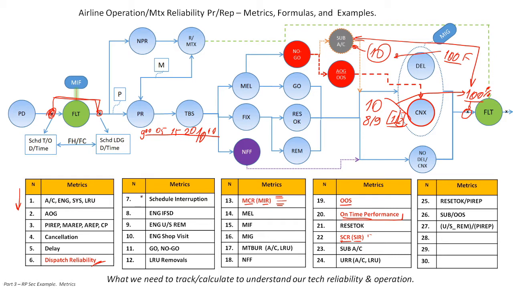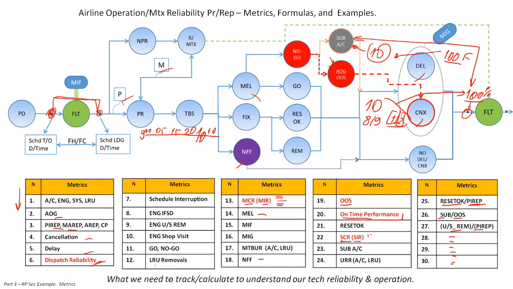Anyway, what else do we have here? As I said, all metrics are in alphabetical order. AOG, PIREPs, MIREPs, AOG is okay. Cancellation, delay, MEL, NFF. By the way, I have here some interesting rates. Reset OK per PIREPs means how many times we solve problems using reset OK after the pilot reported PIREPs. Again, same here: substitute aircraft to out of service, removals to PIREPs. We can continue this list.